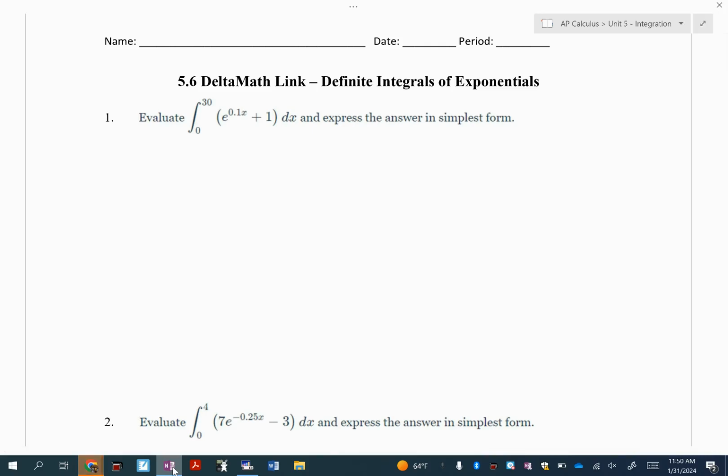Okay? So with these questions, you'll notice there are limits of integration. So at the end of this, I should have a value. And if Georgie were here, she would say, what does that mean? It means that's the area under the curve from 0 to 30 of this function.